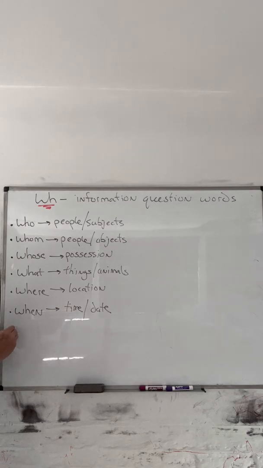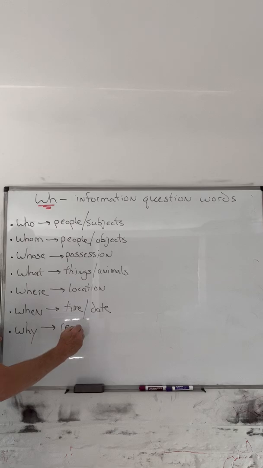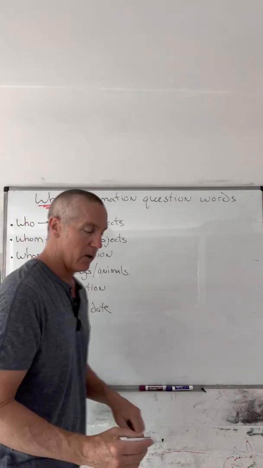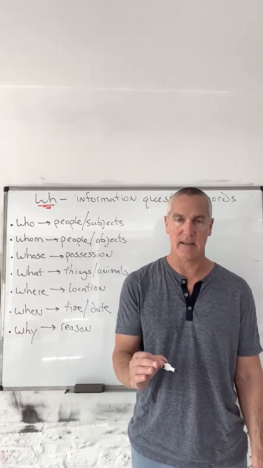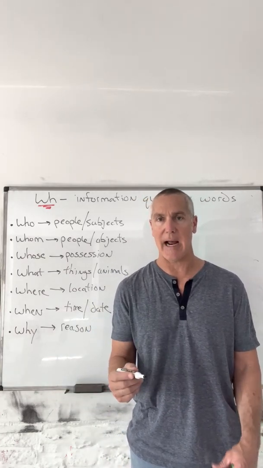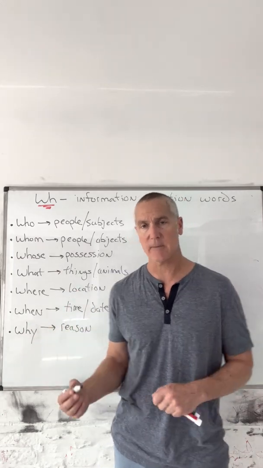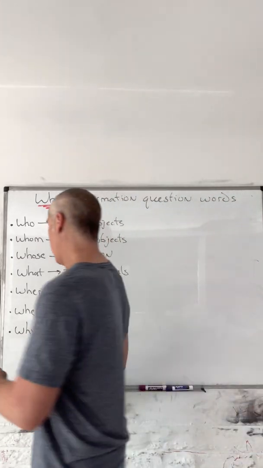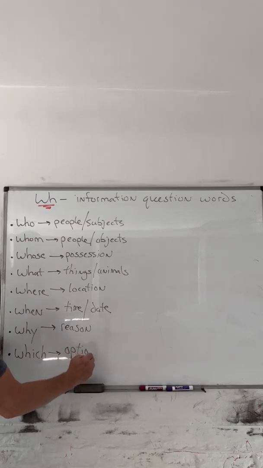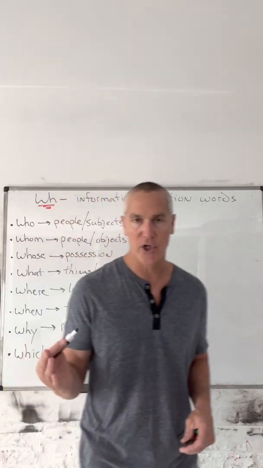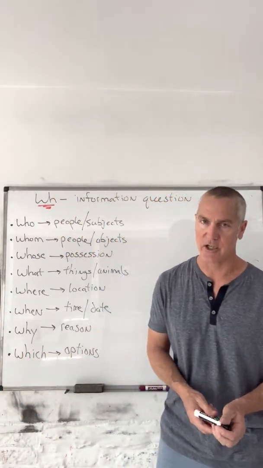The next one is why, and why is asking for a reason or an explanation. Why did this happen? Why did you do that? We were asking for a reason or an explanation. Another one, the last WH question word is this word, which, and it's asking about options or choices or selections.